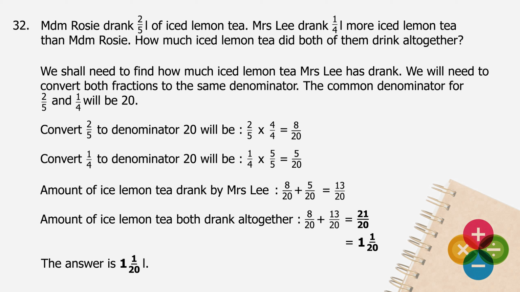The amount of iced lemon tea drank by Mrs. Lee will be, add 8/20 to 5/20, and the sum is 13/20. The total amount of iced lemon tea drank by both will be, add 8/20 to 13/20, and the sum will be 21/20, or 1 and 1/20. The answer is 1 and 1/20 liters.